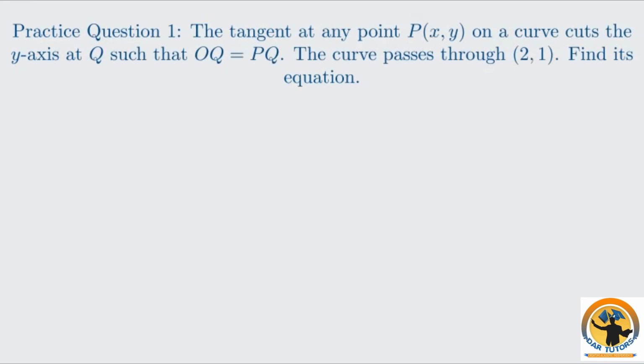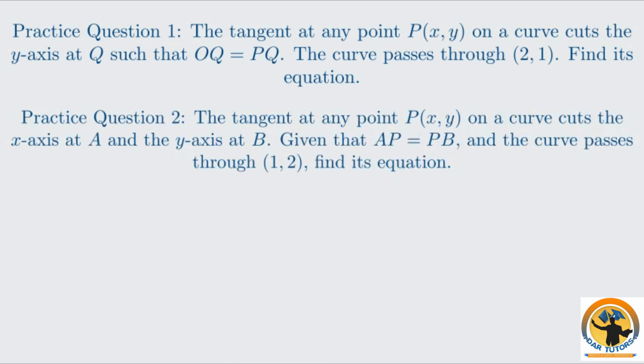Question 1. The tangent at any point P(x, y) on a curve cuts the y-axis at Q such that the distance OQ is equal to the distance PQ. The curve passes through (2, 1). Find its equation. Question 2. The tangent at any point P(x, y) on a curve cuts the x-axis at A and the y-axis at B. Given that AP equals PB and the curve passes through (1, 2), find its equation.